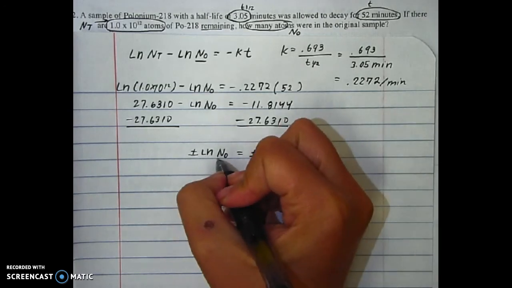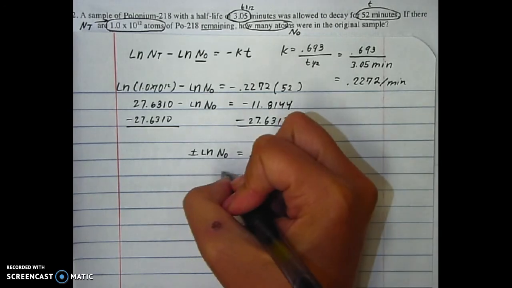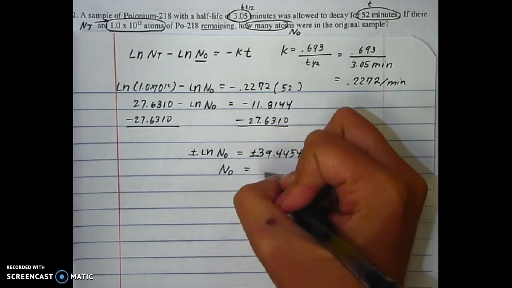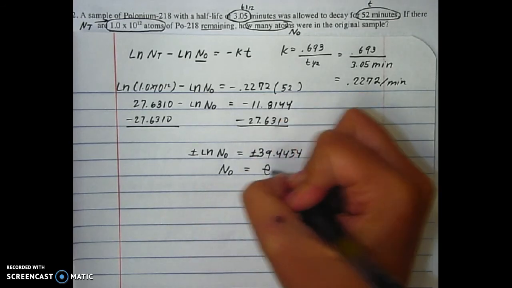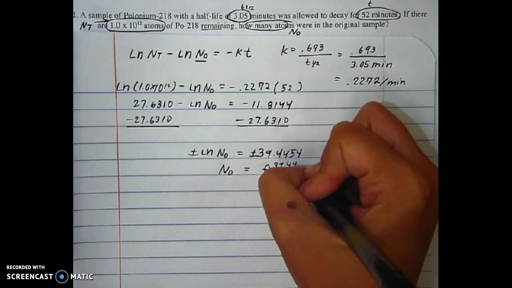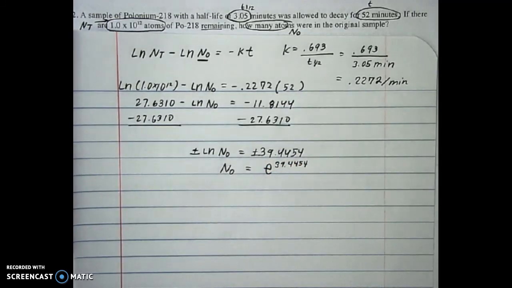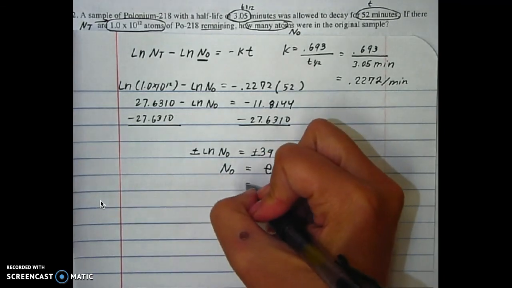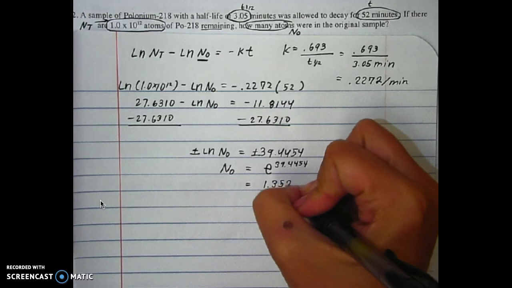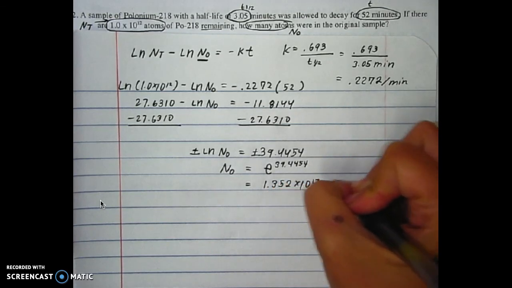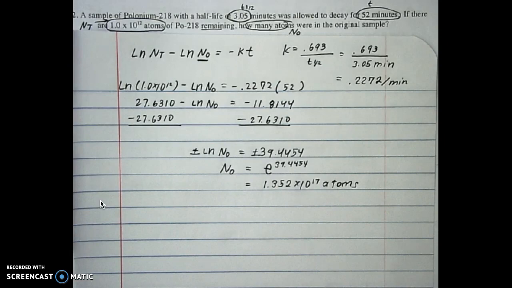And to figure out what the N_0 is going to be, we have to take the antilog of this number right here. So it's going to be e to the 39.4454. I'm going to look for that number on my calculator, 39.4454. And we figure out that our sample is 1.352 times 10 to the 17th atoms, and you would be finished after that.